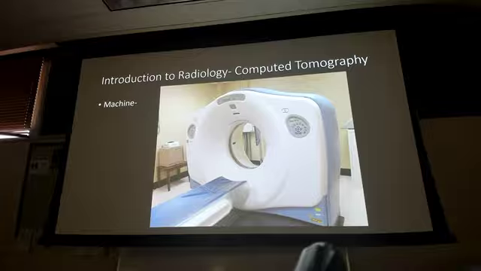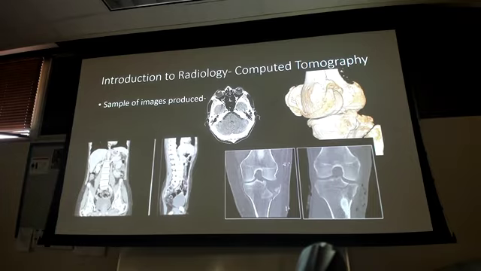So just think of it as a more advanced x-ray with a bunch of smaller images, and then the computer puts it together for you to give you what the CT scan is. And that's why it's more detailed. Here are some of the images that it can produce.